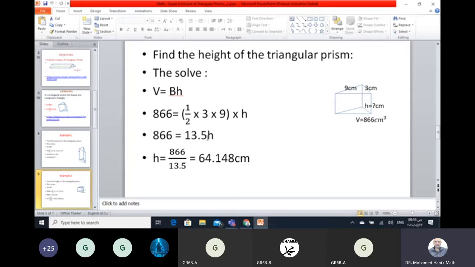13.5 H divided by 13.5 will be H. And 866 divided by 13.5 will be 64.146. The unit here is just centimeter, not centimeter cubed, because here we have a side, not volume. So the height here will be centimeter.